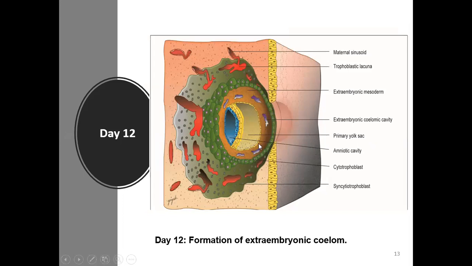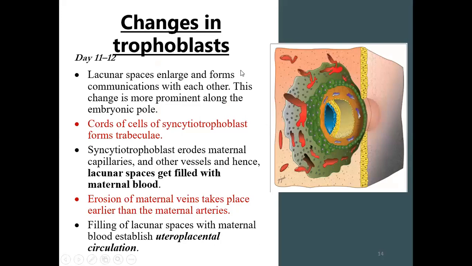And over here the lacunae also start appearing in the extra embryonic mesoderm at the expense of the primary yolk sac membrane. Some of the primary yolk sac has been pinched into the extra embryonic coelomic cavity. So over here, what are the changes in the trophoblast? As I've already told you, the lacunar spaces are enlarging and they form communications with each other. And this change is more prominent along the embryonic pole.